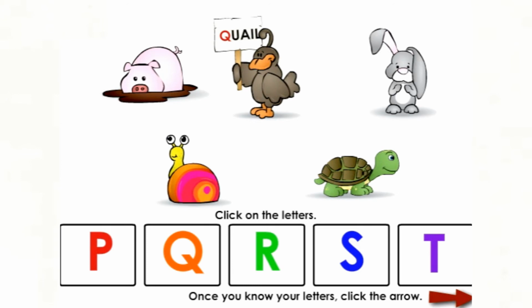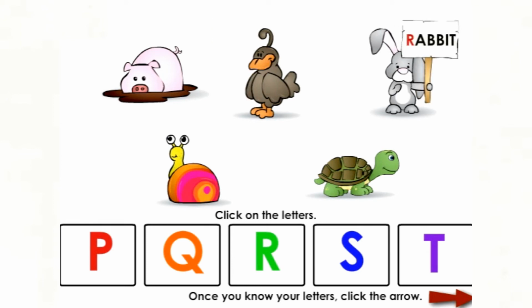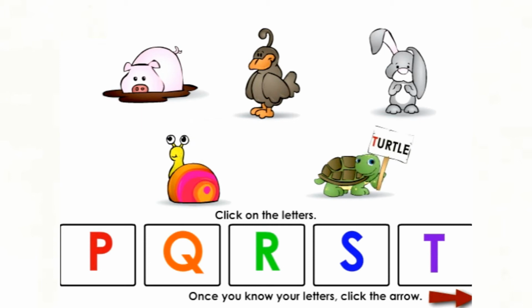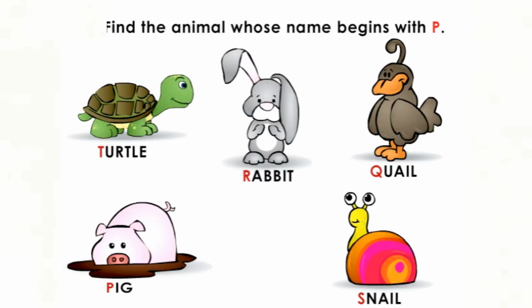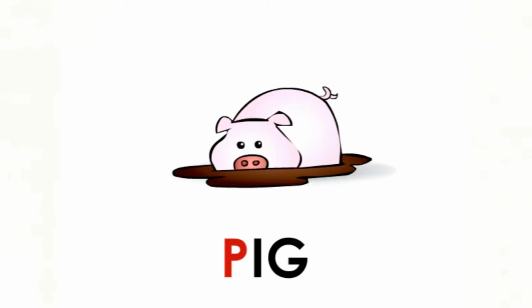Q. Quail begins with Q. R. Rabbit begins with R. S. Snail begins with S. T. Turtle begins with T. Find the animal whose name begins with P.